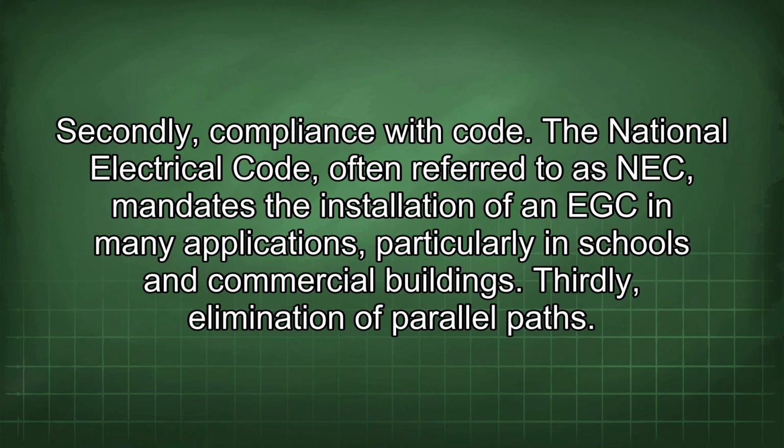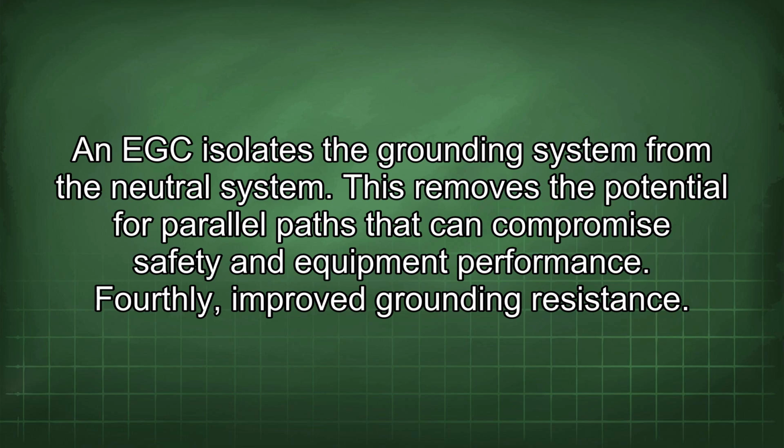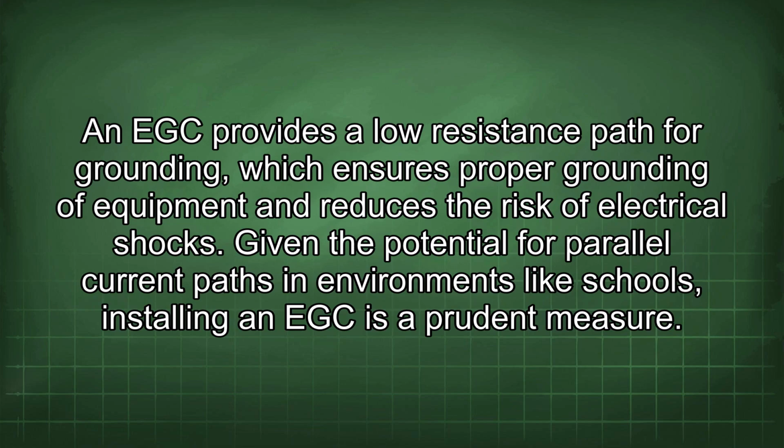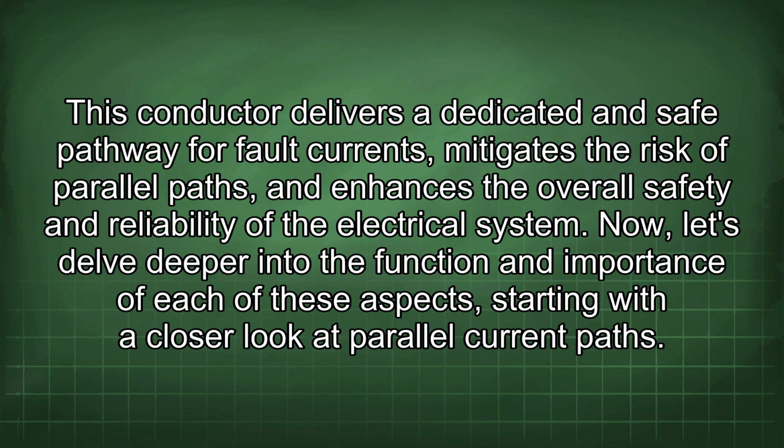Thirdly, elimination of parallel paths. An EGC isolates the grounding system from the neutral system. This removes the potential for parallel paths that can compromise safety and equipment performance. Fourthly, improved grounding resistance. An EGC provides a low resistance path for grounding, which ensures proper grounding of equipment and reduces the risk of electrical shocks. Given the potential for parallel current paths in environments like schools, installing an EGC is a prudent measure. This conductor delivers a dedicated and safe pathway for fault currents, mitigates the risk of parallel paths, and enhances the overall safety and reliability of the electrical system.